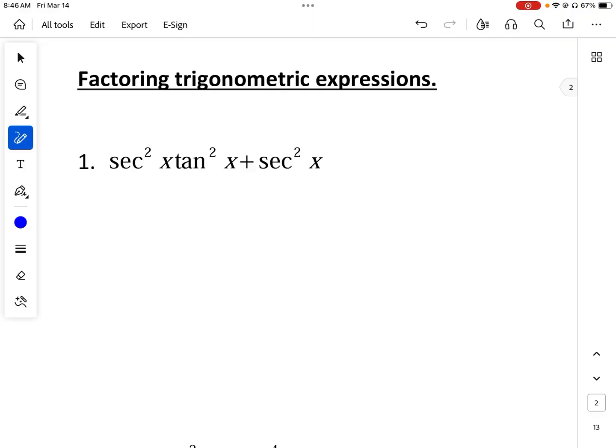All right, let's look at factoring. Let's see what we can factor out. Oh, I see this. So let's factor that out.